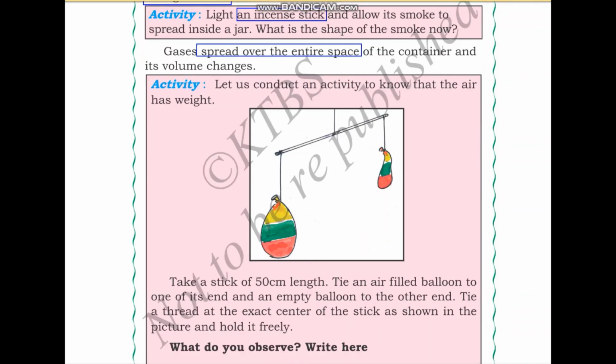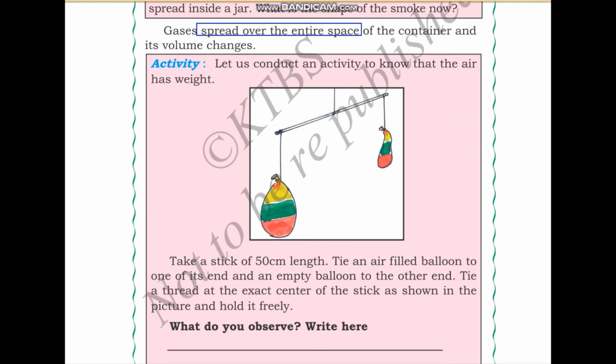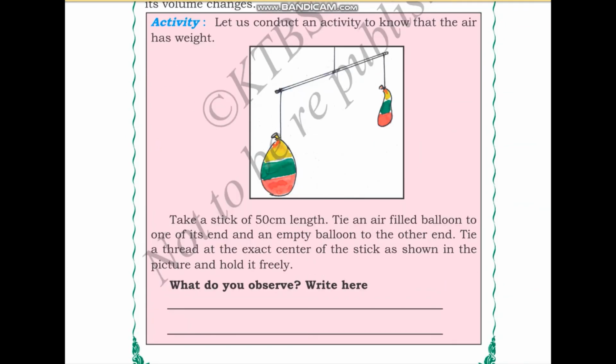The next activity is to conduct it to know that air has weight. So you have already done this in your chapter Air before. In this activity, what is to be done is take a stick of 50 centimeter length. Then tie an air-filled balloon to one of its ends and an empty balloon to the other end. Tie a thread at the exact center. So at 25 centimeter from one side, you have to tie a thread and then hold it freely. Okay, so you have to tie a thread in the exact center as shown here and then hold it freely.